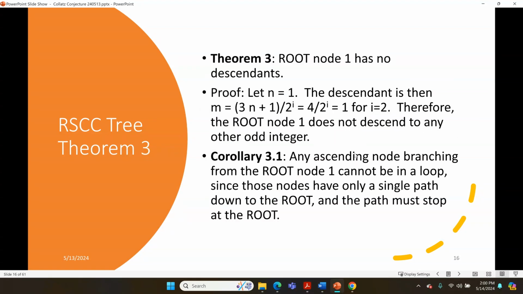Theorem 3 is that the root node 1 has no descendants. Again, we apply the descendant equation to the root node 1. The descendant would be m equal to (3n plus 1) over 2 to the j. N equal 1, so that's 4 over 2 to the j, so j is equal to 2. So therefore, the root node 1 is the only descendant. The corollary to 3.1 is that any ascending node branching from the root node 1 cannot be in a loop, since those nodes have only a single path down to the root, and the path must stop at the root.